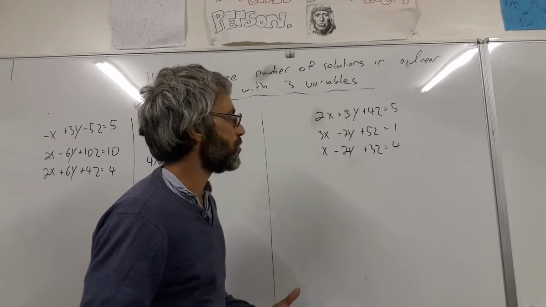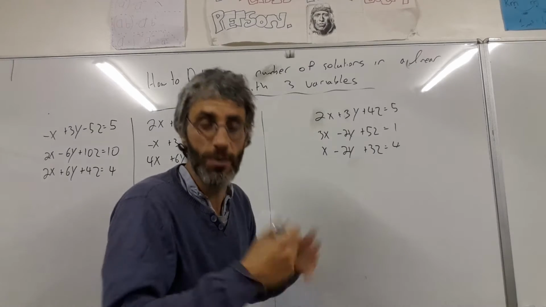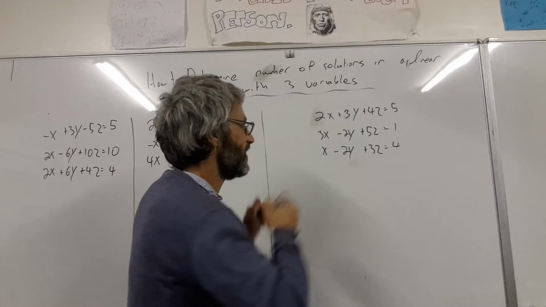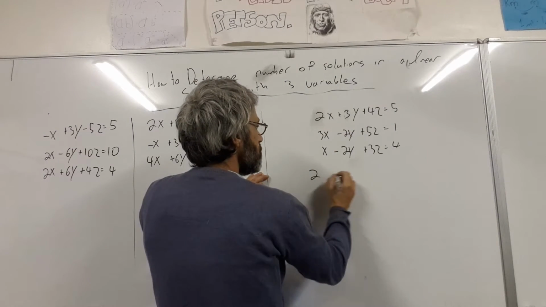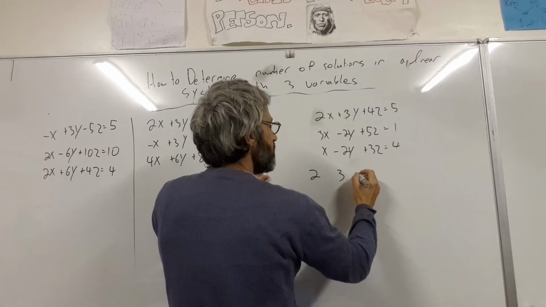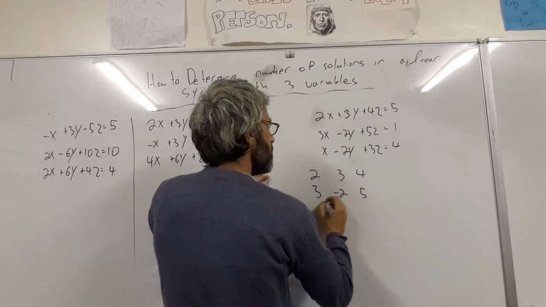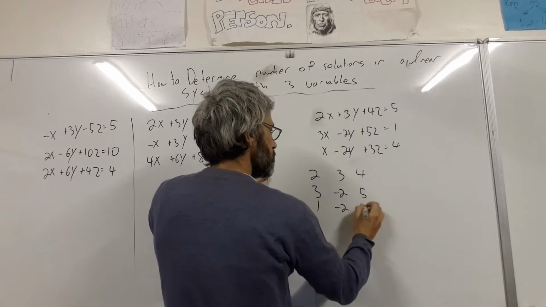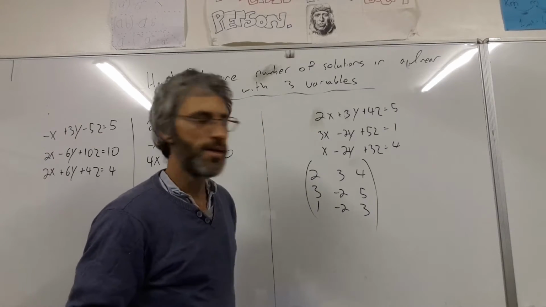The first thing to do is to find the determinant, or rather, first the matrix of the coefficients. So it's going to be 2x plus 3y plus 4z. It's 2, 3, 4, 3, minus 2, 5, 1, minus 2, 3. That's your matrix.